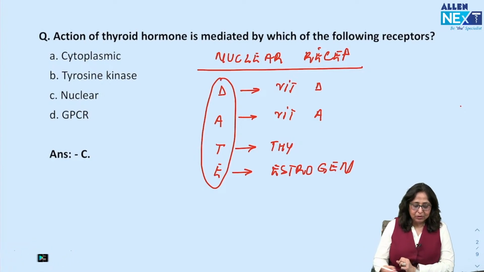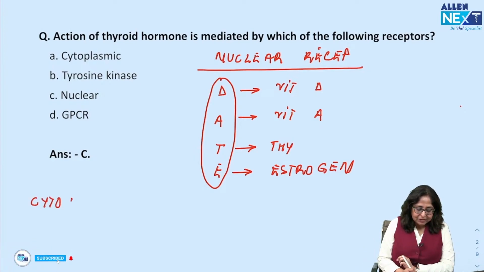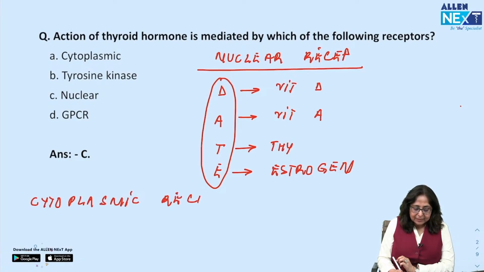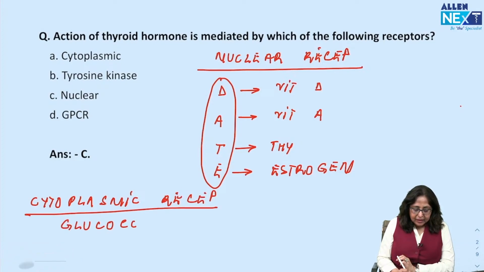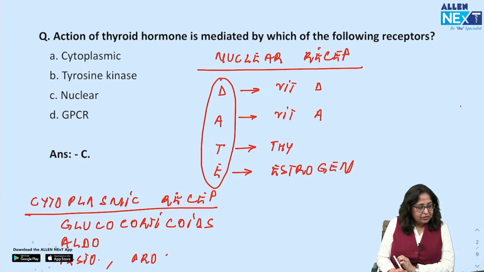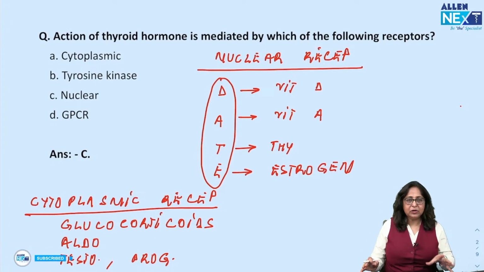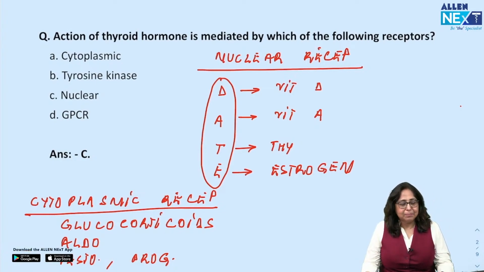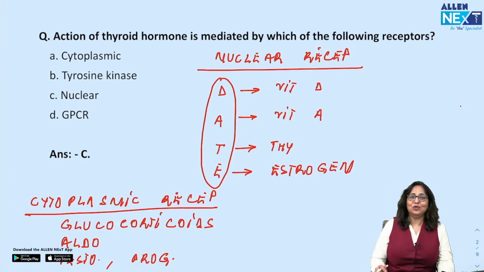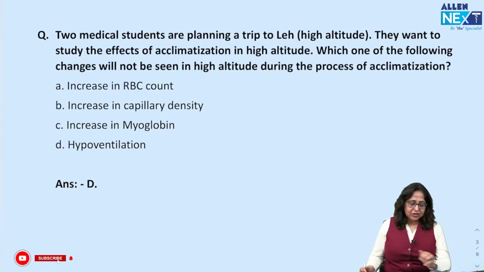All the other lipid-soluble hormones have cytoplasmic receptors. And when I talk about the other lipid-soluble hormones which have got cytoplasmic receptors, that would mean glucocorticoids, aldosterone, testosterone, and progesterone. So these are your nuclear and cytoplasmic receptors. Simple question, has been discussed a number of times, and hopefully all of you got this right. Let's go on to the next one.